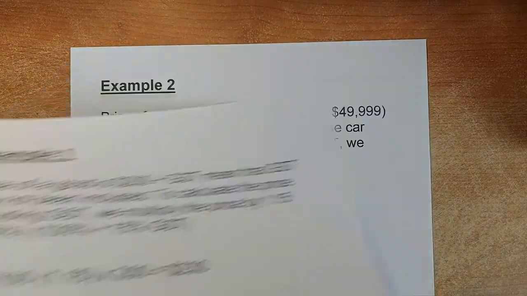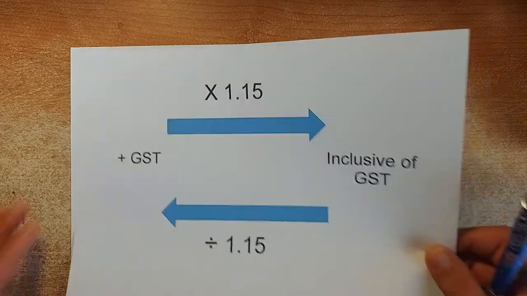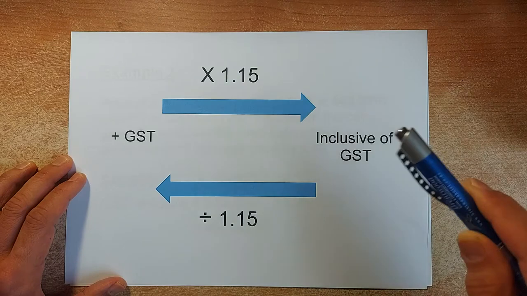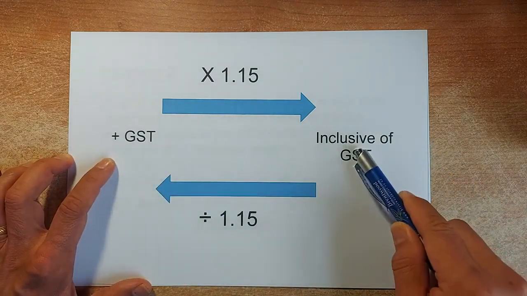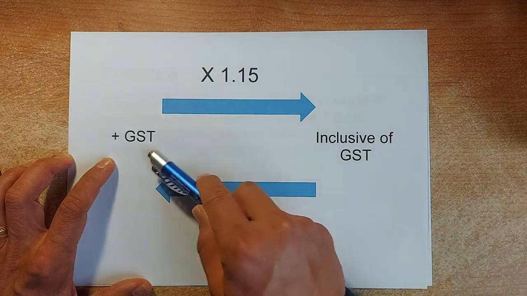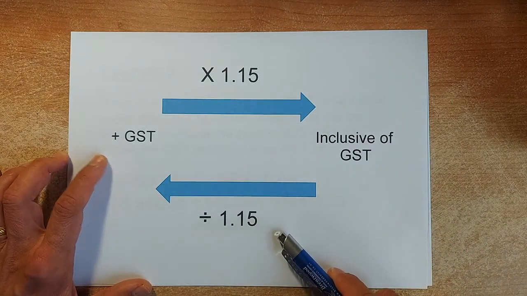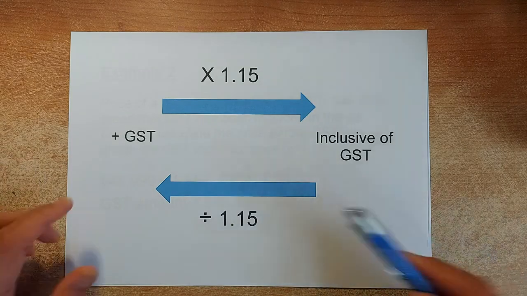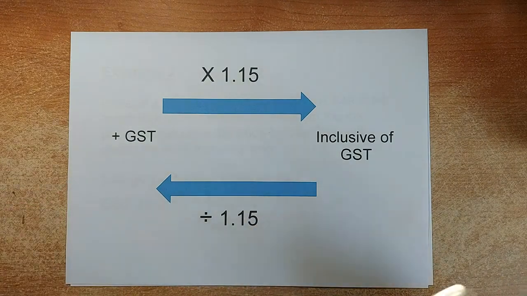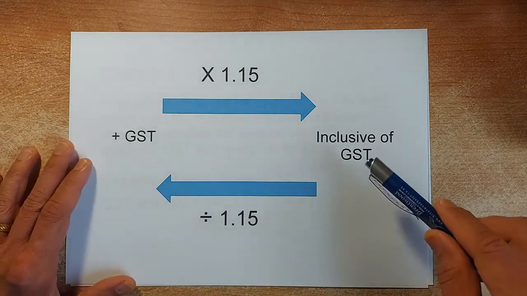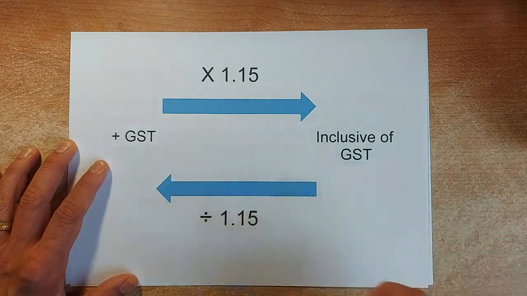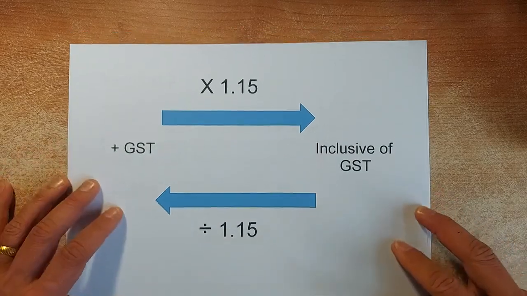Okay, if we look at it the other way around. Okay, if the price is inclusive of GST and we want to find the price before GST, instead of multiplying by 1.15, we are now going from this side to that side, so we divide by 1.15. So for a GST calculation, it's very simple. Either you multiply by 1.15 or divide by 1.15. Remember, there's no such thing as 0.85. So if you have a price that includes GST and you want to find the price before GST, you just divide by 1.15. Okay, so let's go and look at an example.